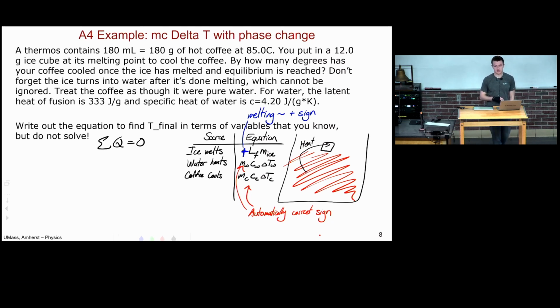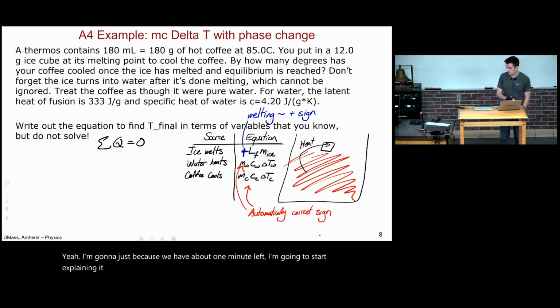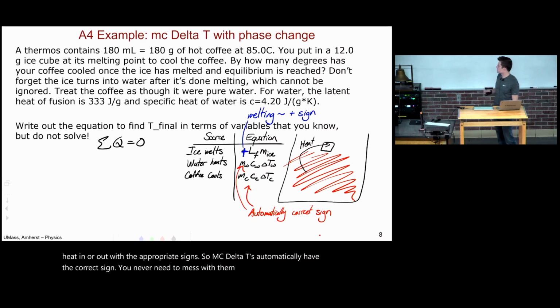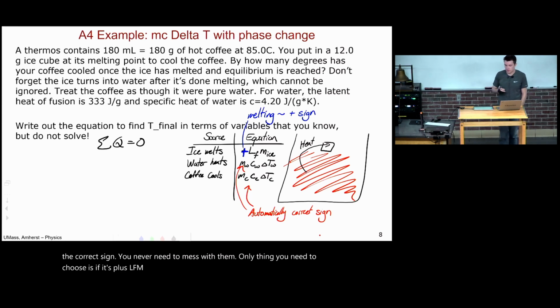Just because we have about 1 minute left, I'm going to start explaining it. So really, you're just writing out in a table, I did it, all the sources of heat in or out with the appropriate signs. So MC delta T's automatically have the correct sign. You never need to mess with them. Only thing you need to choose is if it's plus LFM or minus LFM. And for melting, it's a plus sign.